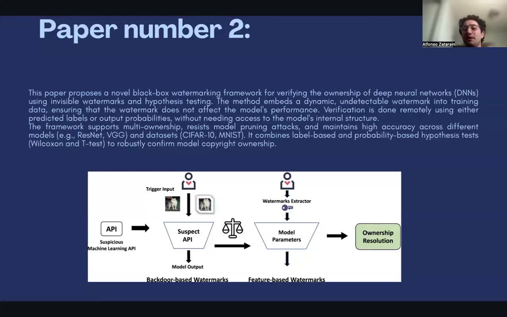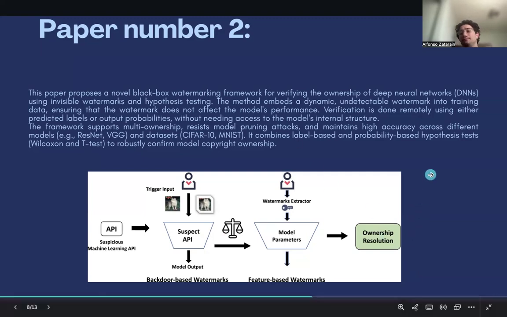Okay, what is happening in this paper? In this case, the goal is to prove who owns a machine learning model using invisible watermarks, like hidden signals in the training data. The cool part is that they do this using black box hypothesis testing. What does this mean? Meaning they don't even need to access the model's internal code, it's just the output. This makes it a lot simpler.